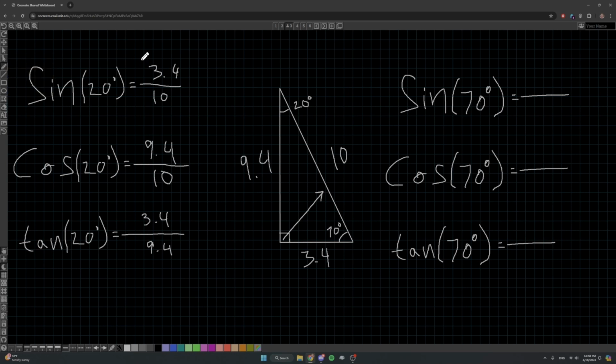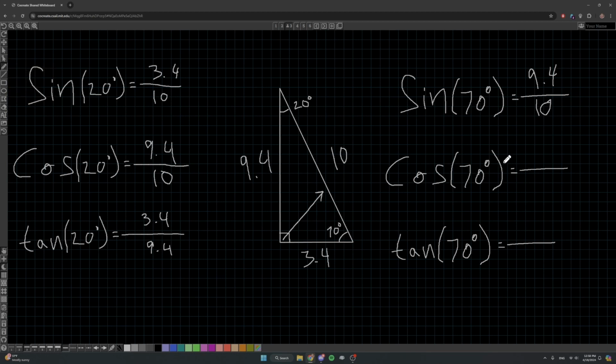So now I'm going to do the same thing. I'm going to solve sine. So the first thing I'm going to do is go to my angle and draw the arrow out. It points to 9.4, the side labeled 9.4. So I'm going to put that on the top of my fraction. And on the bottom, I'm going to put my hypotenuse. All right. I'm going to get rid of this arrow because I don't want it there.